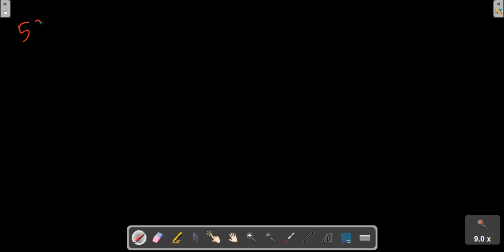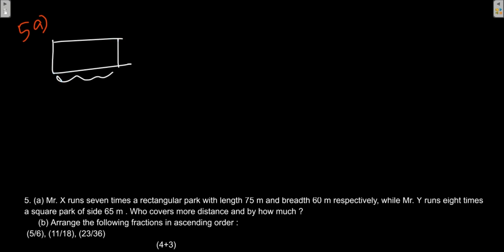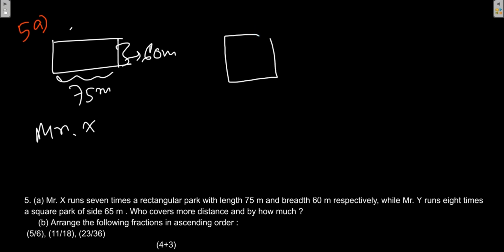Achha, so the next sum is 5a. Let's see what is there. Let it be the park like this. The length is told as 75 meters and the breadth is 60 meters. So Mr. X runs in the rectangular park, and then Mr. Y is there. Mr. Y, 8 times in the same time, could go around a square park of side, and in that park the length is 65 meters.